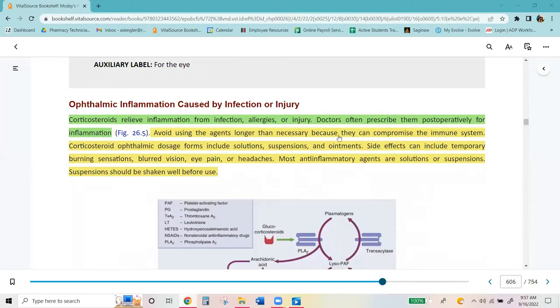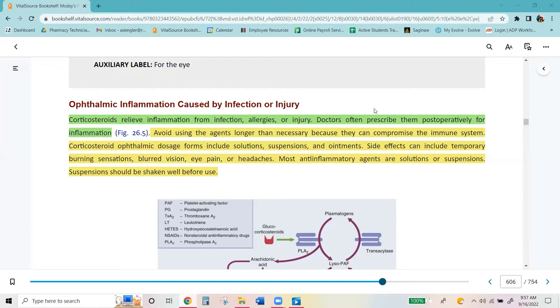Corticosteroids relieve inflammation from infections, allergies, or injuries. Doctors often prescribe them post-operatively for inflammation. Avoid using the agents longer than necessary because they can compromise the immune system. Corticosteroid ophthalmic dosage forms include solutions, suspensions, and ointments. Side effects can include temporary burning sensation, blurred vision, eye pain, or headaches.